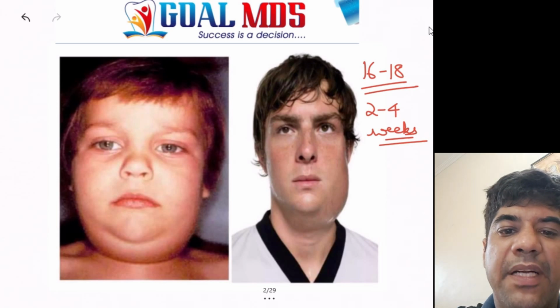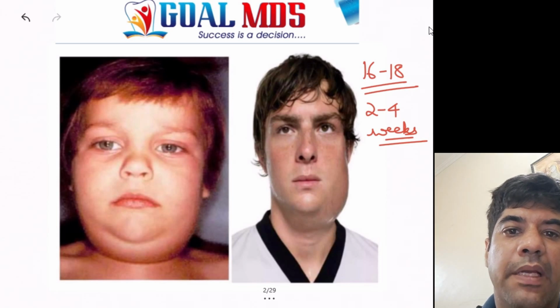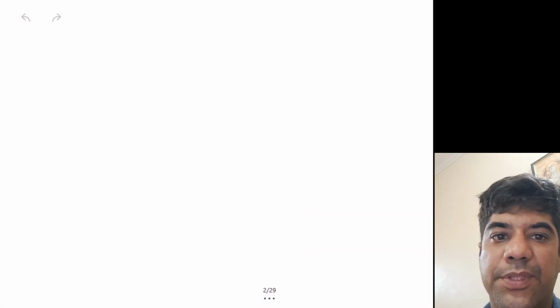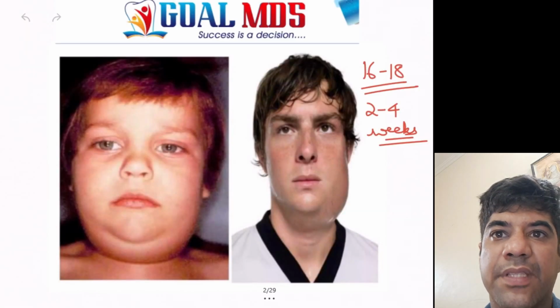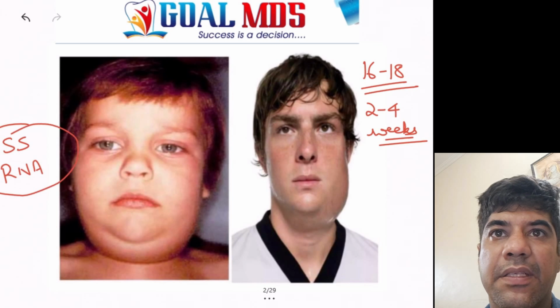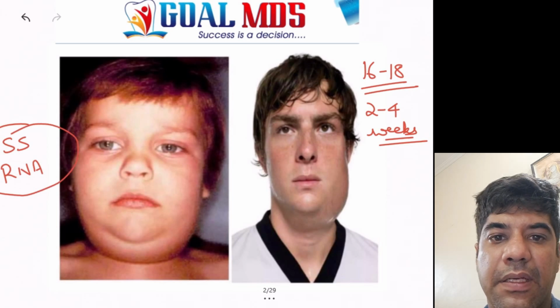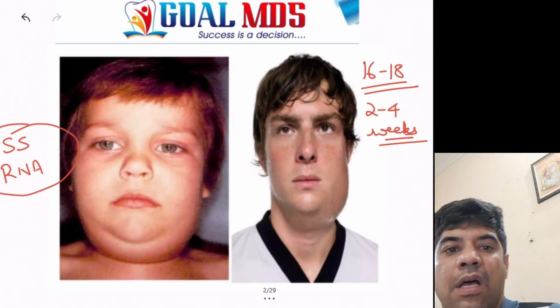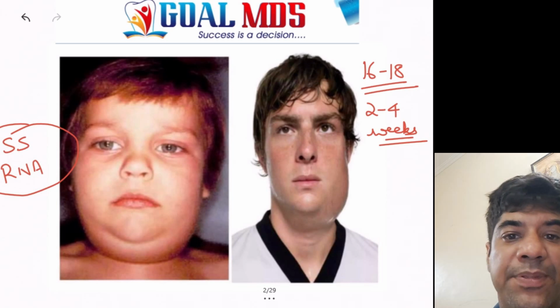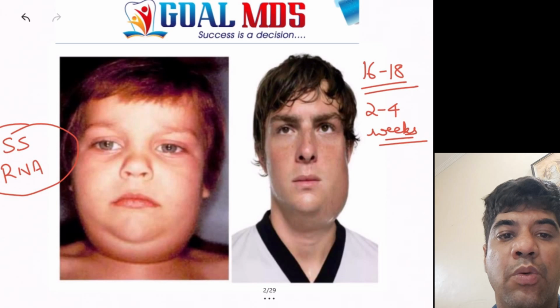In temperate climates, mumps usually occurs in winter and spring. So remember, mumps is an enveloped virus with a single stranded RNA. Its viral envelope contains spikes made up of glycoprotein that helps the virus attach to and enter the host cells.